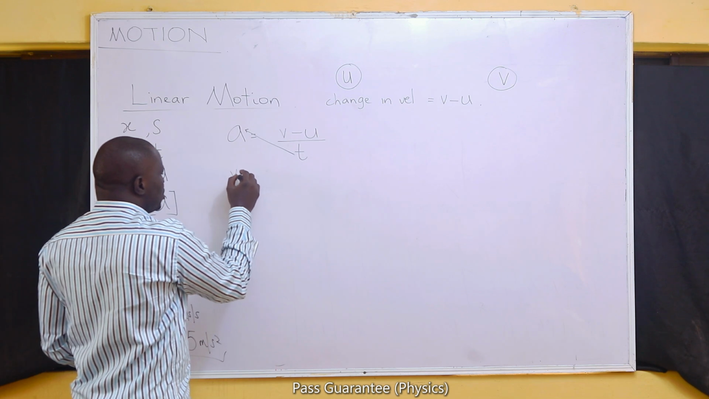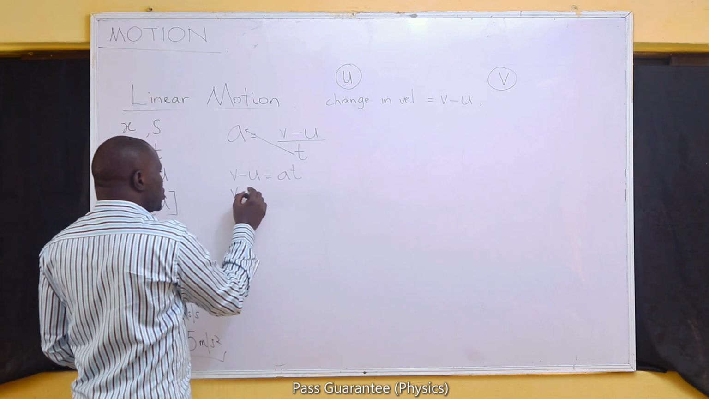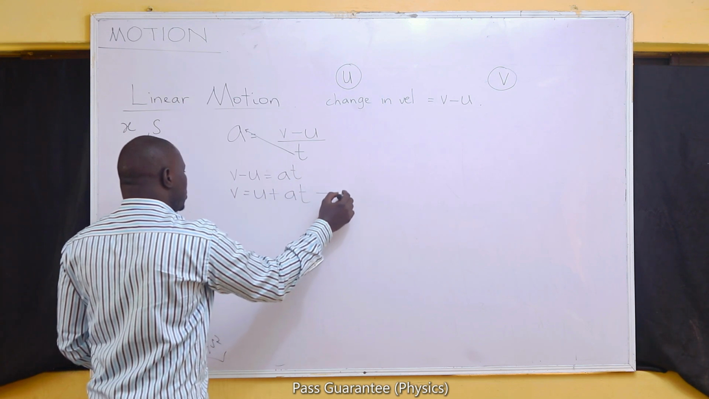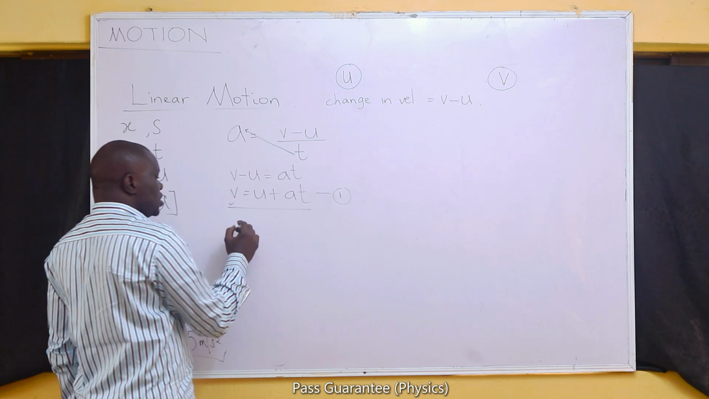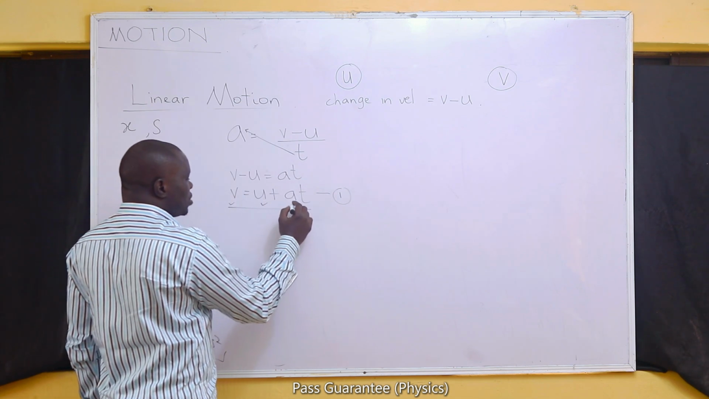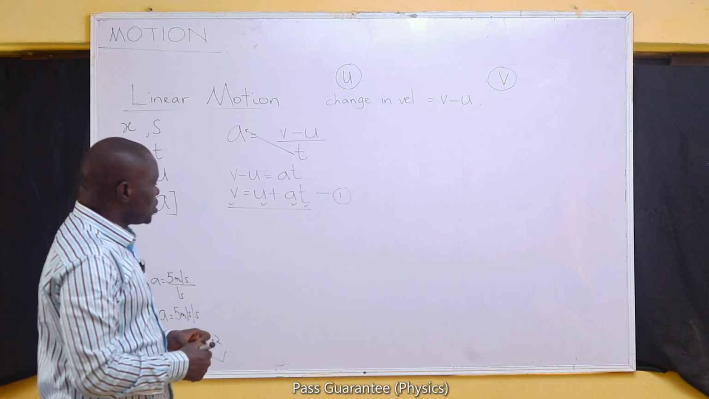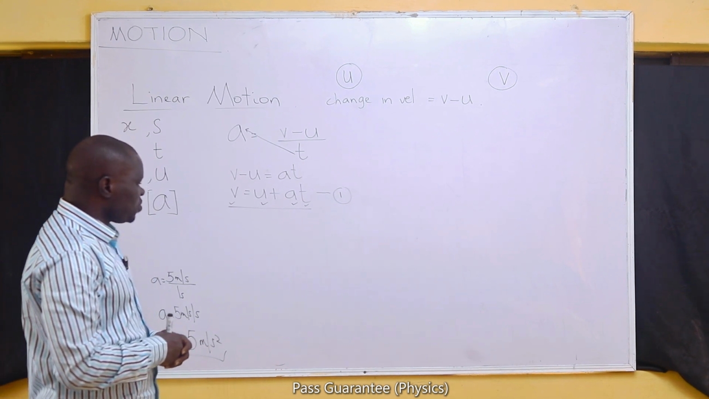So I have v minus u is equal to at. So then v must be equal to u plus at. And that is our first equation of motion. So anytime we need the final velocity, it is the initial velocity plus the acceleration multiplied by the time. So that should give us the first equation of motion outrightly. So then we can continue from there.